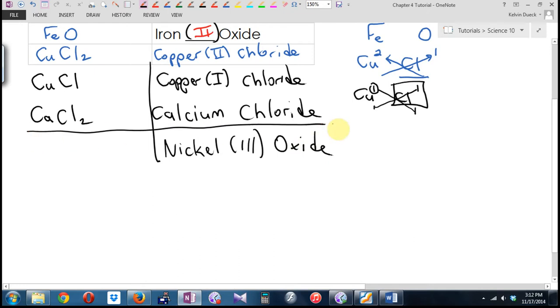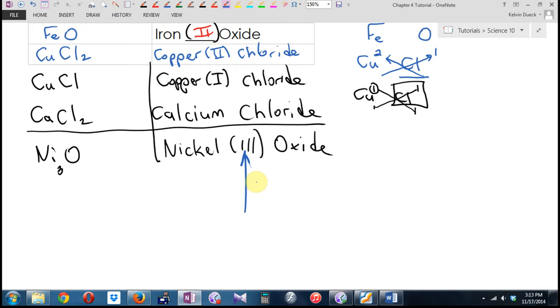What I'm seeing a lot of kids do is this. Oh, this is going to be Ni3O. No. No. This number here does not tell you how many there are. It tells you, can you find nickel on your periodic table, please? Is nickel multivalent? Which charge do they want me to use when I crisscross? The 3. So this is not correct.